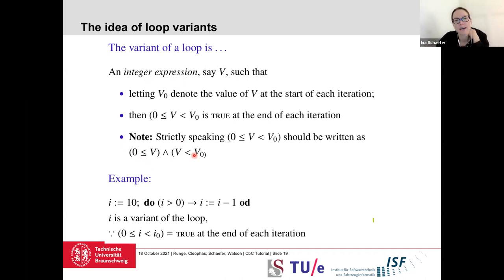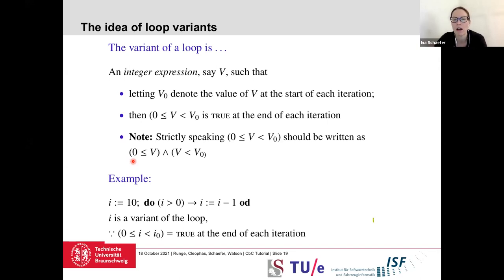So we say that the loop variant V is decreasing in each loop iteration, where V zero is the value before executing one iteration of the loop body. So it's decreasing and it's bounded from below. Usually any bound suffices, but in most cases we simplify our lives and just say, okay, we take it as bounded by zero. And of course, if you think about it, if you have an integer expression that is decreasing in every loop iteration and that is bounded from below, say by zero, then of course the loop cannot be executed infinitely many times.